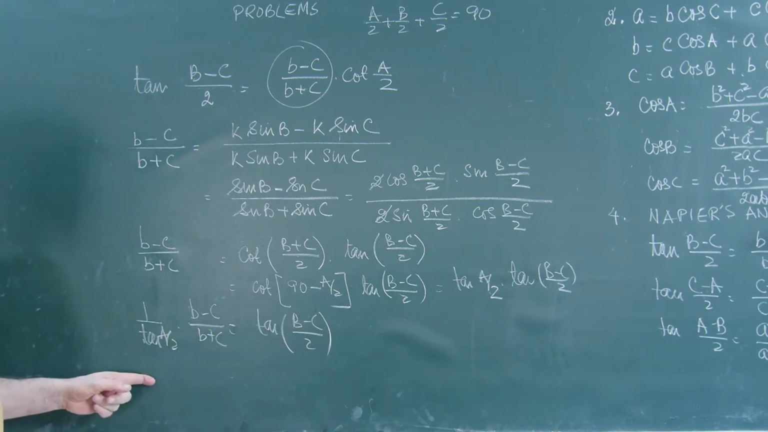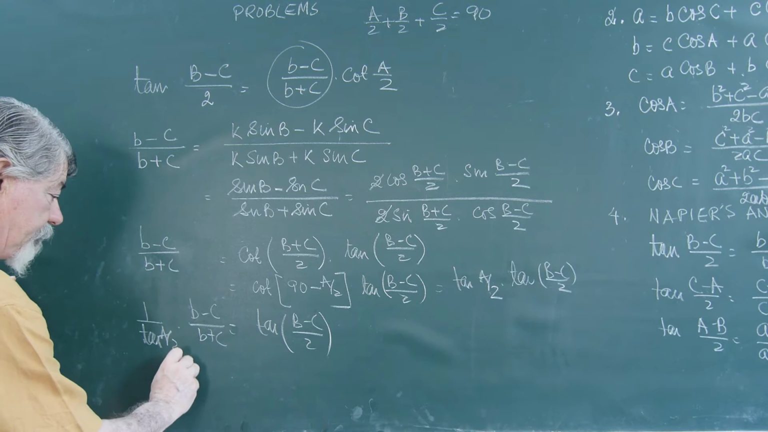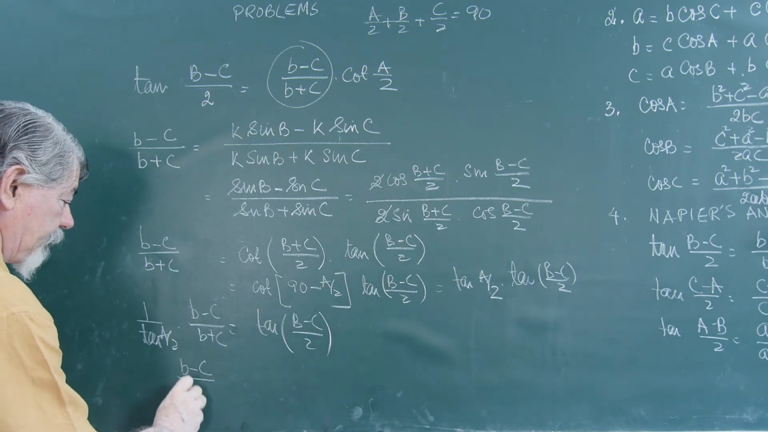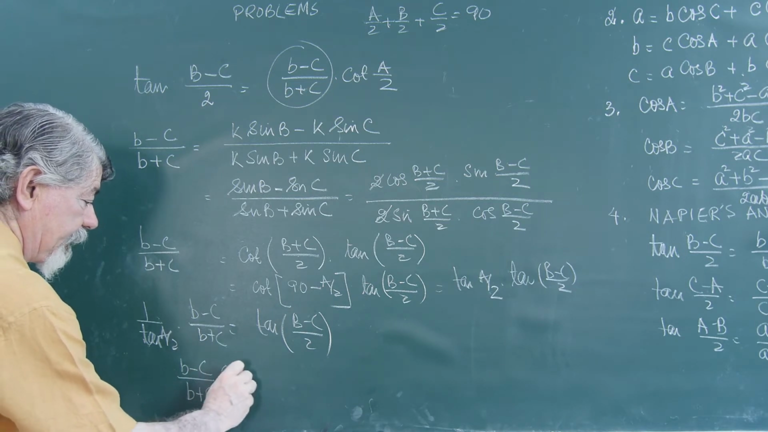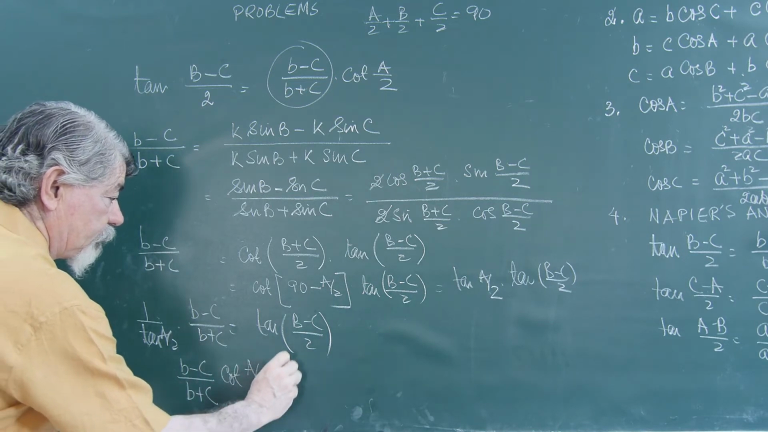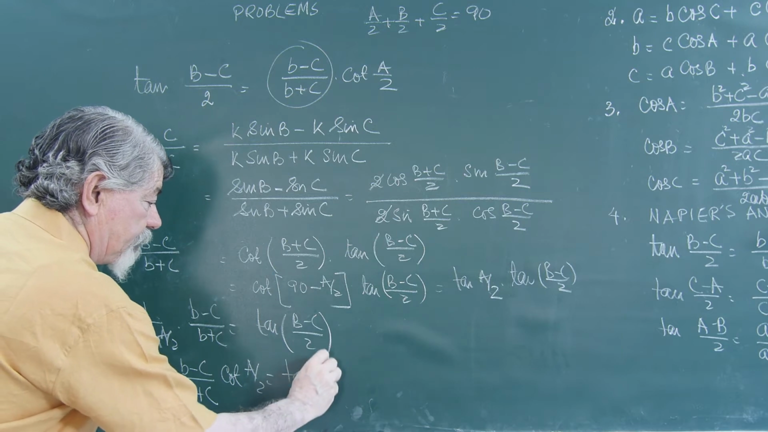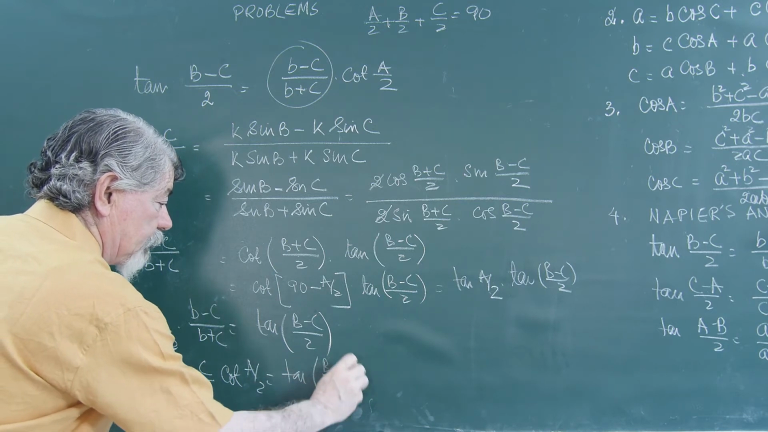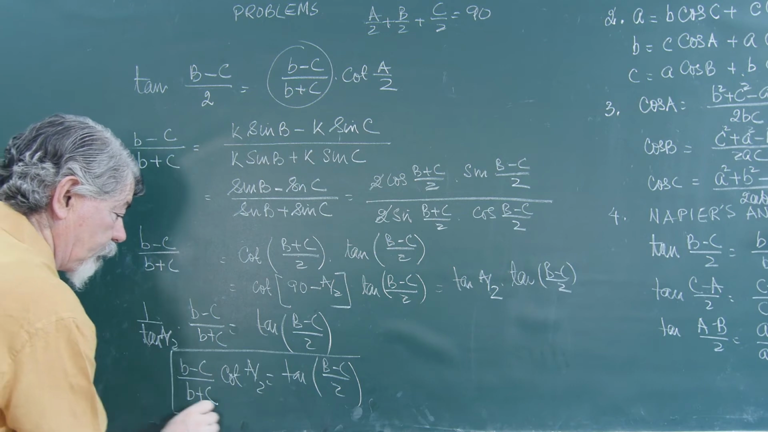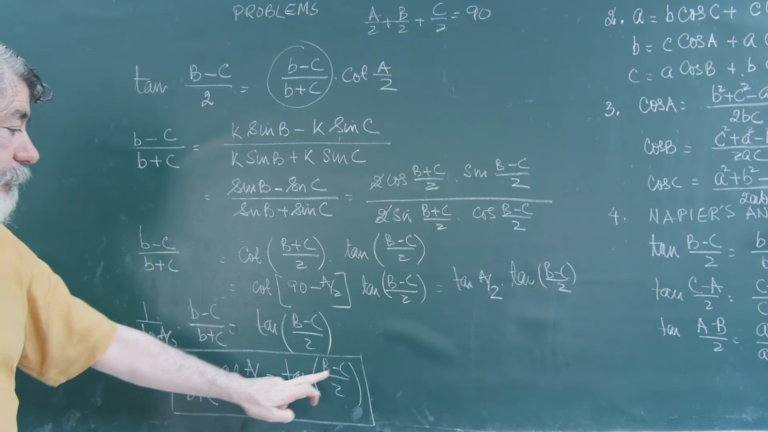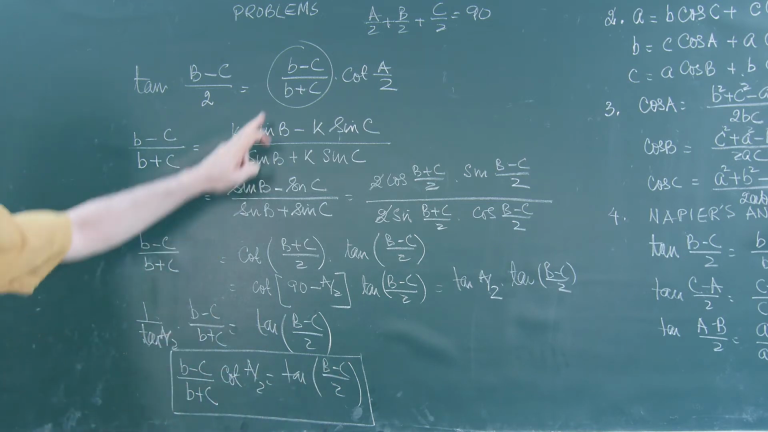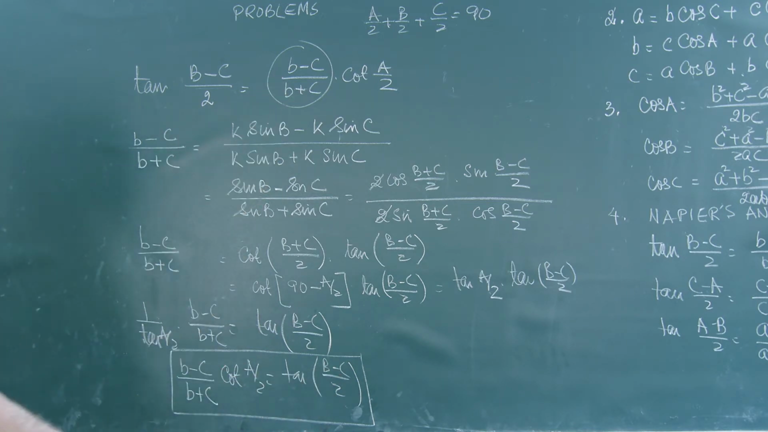1 upon tan theta is cot theta. So it will become (B minus C) upon (B plus C). 1 upon tan(A/2) will become cot(A/2). Cot(A/2) is equal to tan((B minus C)/2), and this is exactly what you had to prove. You have to prove tan((B minus C)/2) is equal to (B minus C) upon (B plus C) times cot(A/2). So this tangent law can be proved by this method.